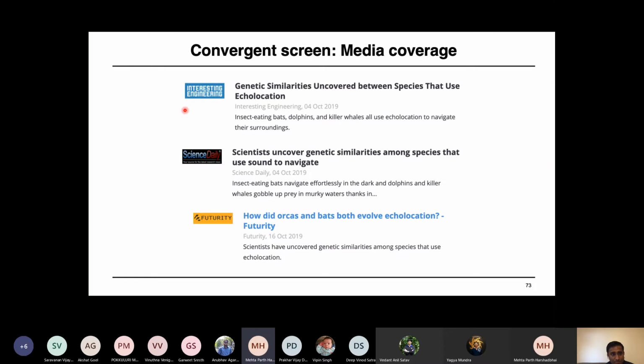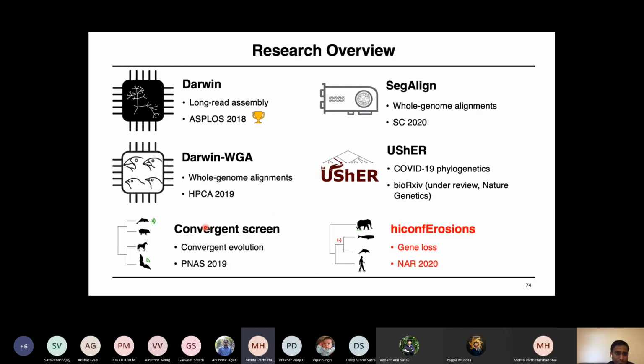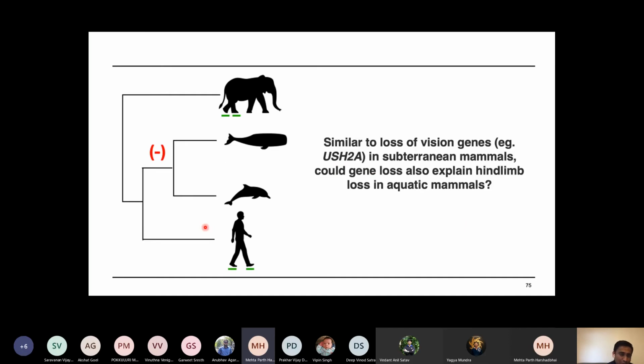And you can see over here that we had extensive media coverage even for this paper, including in Interesting Engineering and Science Daily. And lastly, we also extended some of these techniques, using whole genome alignment, like what I described in Segaline, to be able to discover gene losses. What I mean by that is, there are some traits which are a result of losses.